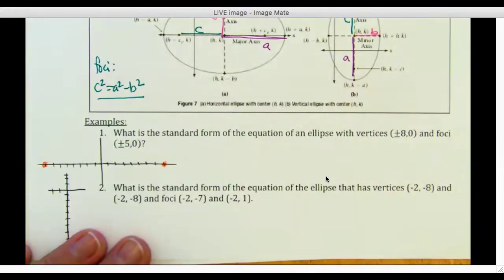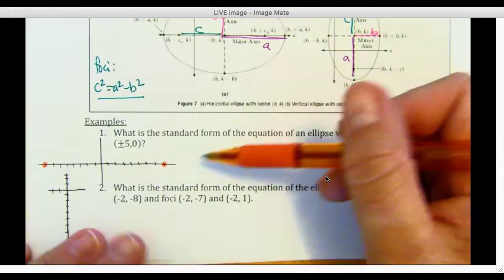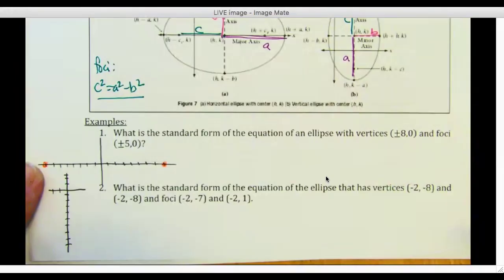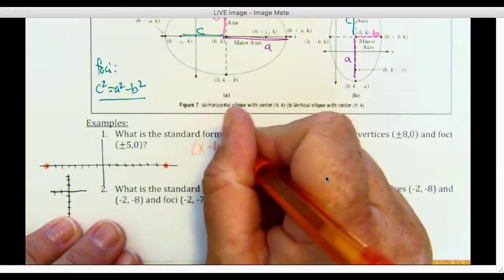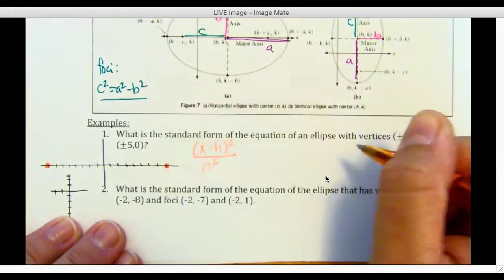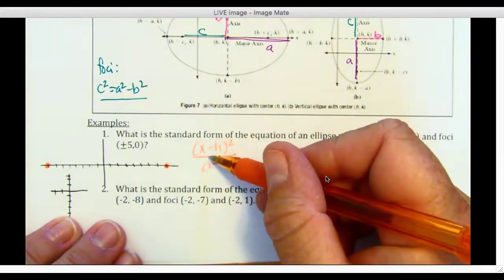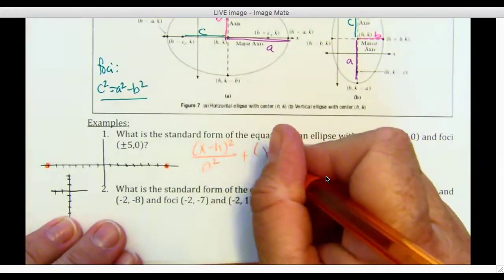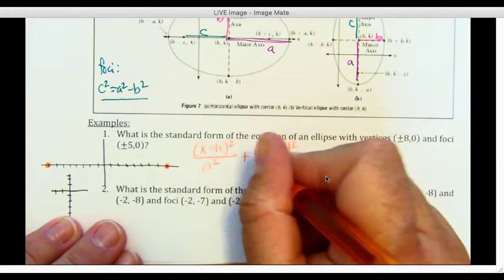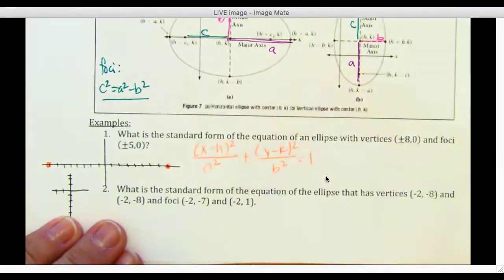And if those are my vertices and they are horizontal, I know that this is a horizontal ellipse. So I know I'm trying to fit this into the form (x minus h) squared over a squared, and it's horizontal, so the bigger value goes underneath the x, plus (y minus k) squared over b squared equals 1.